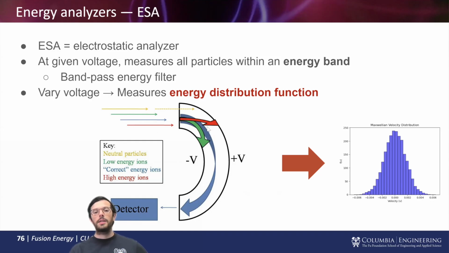Then we have blue, which is the target energy that we're looking for, and because it has the perfect speed, it gets pulled by this negative, but it still has some inertia, and it gets pushed by this positive, so it makes the bend perfectly and hits our detector. And then high energy is going too fast to be affected as much as it needs to be by this negative and positive voltage, and it runs into the wall.